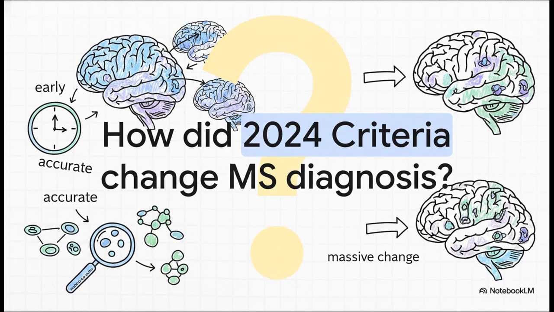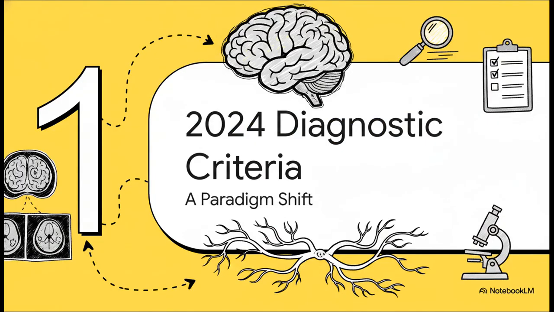Let's start with the elephant in the room. How exactly did the 2024 McDonald criteria completely rewrite the rules for diagnosing MS? Because, frankly, it's a massive paradigm shift for all of us in clinical practice. Section 1. The 2024 Diagnostic Criteria.